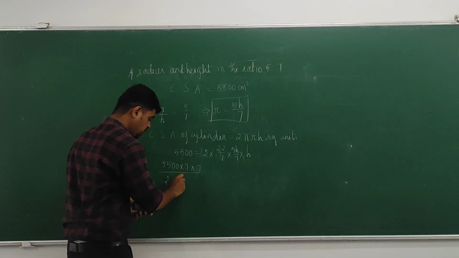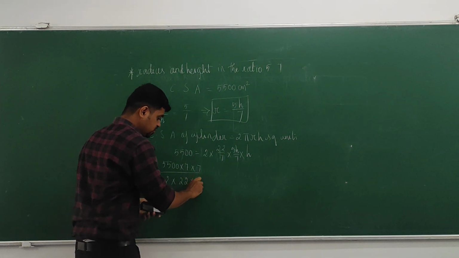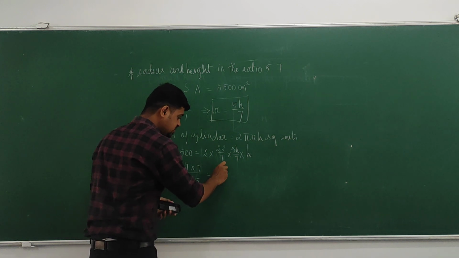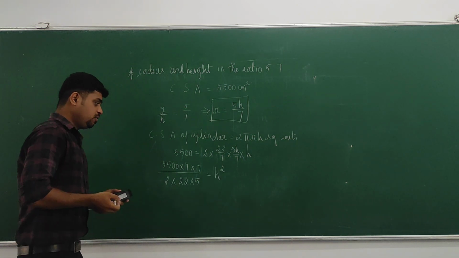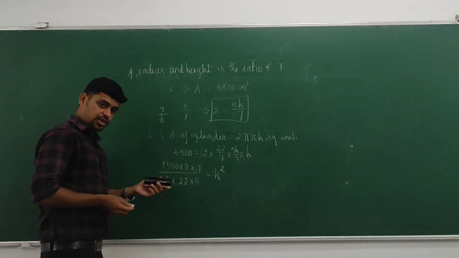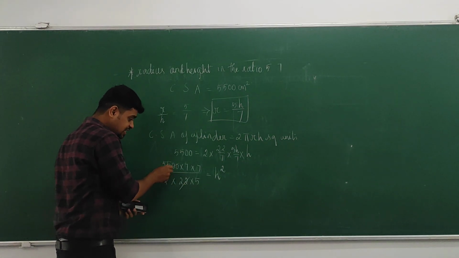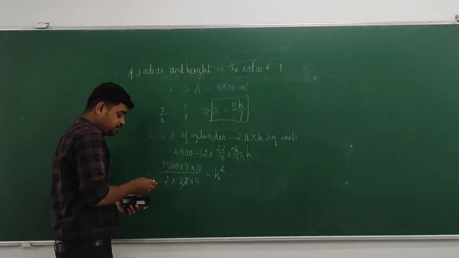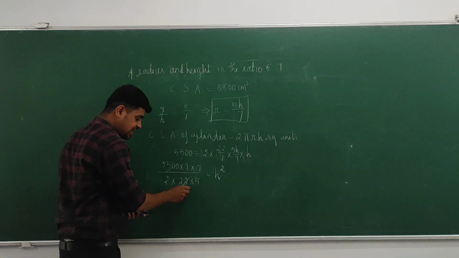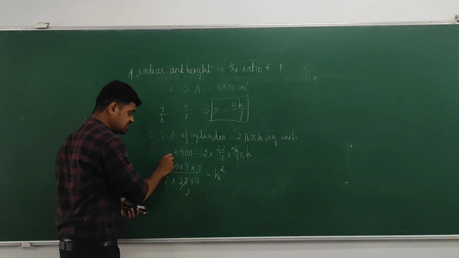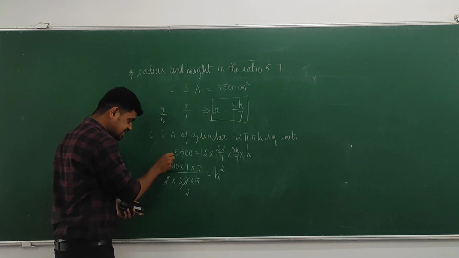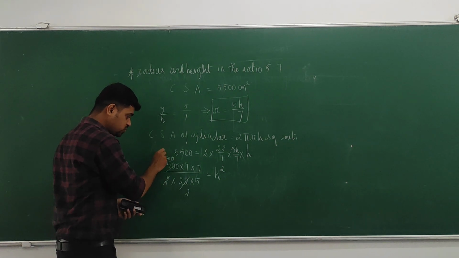So 2 into 22 into 5. On the right hand side we will remain with h square itself. Now, with h square alone, we need to simplify. We'll cancel these two things and simplify this. We know in the 11th table we have the answer as 2, and here we have the answer as 500. Again we can cancel this in the 2 table. We will have our answer as 250.